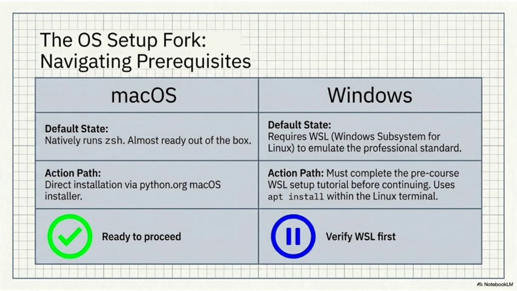Windows: the default state requires WSL, which is Windows Subsystem for Linux. Professional Python development on Windows uses a Linux terminal environment, not PowerShell or command prompt. Action path: you must complete the pre-course WSL setup tutorial before continuing. This uses apt install within the Linux terminal. Read your OS version before continuing. If you're on Windows and haven't completed the WSL setup, stop here and complete that prerequisite first.